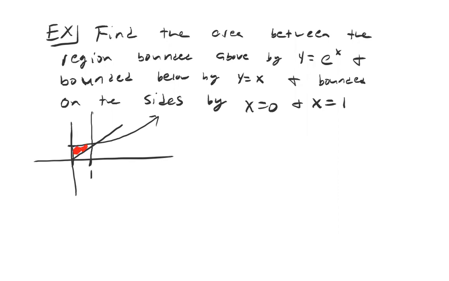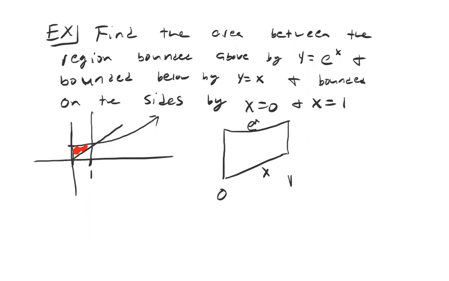And don't get tripped up by "bounded on the sides by 0 and 1." You can see that I'm just trying to find the area inside here. So let me draw that a little more expanded. So what this looks like is I have this thing, and then this. I have my top function e to the x here. I have my bottom function x. Starts at 0, ends at 1. And that gives me the entirety of what I'm trying to find as an integral.